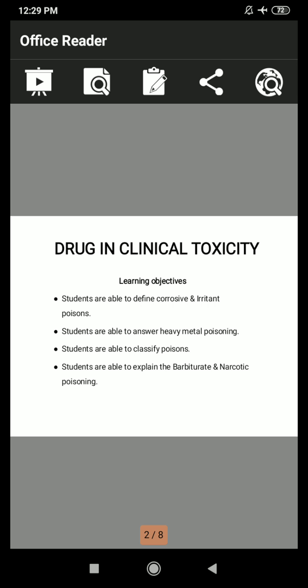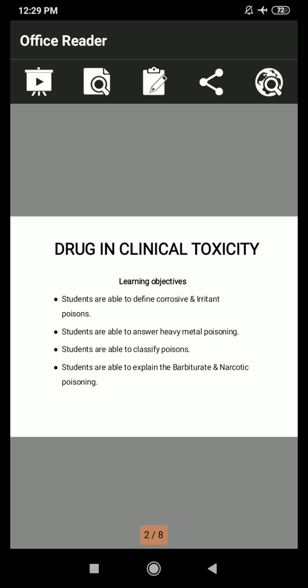Then significance. In that, drug selection, drug safety, adverse drug reaction and drug product defect reporting program, development of emergency drug list, and last is drug utilization review, that is DUR. Now today I will start the new chapter, drug in clinical toxicity.